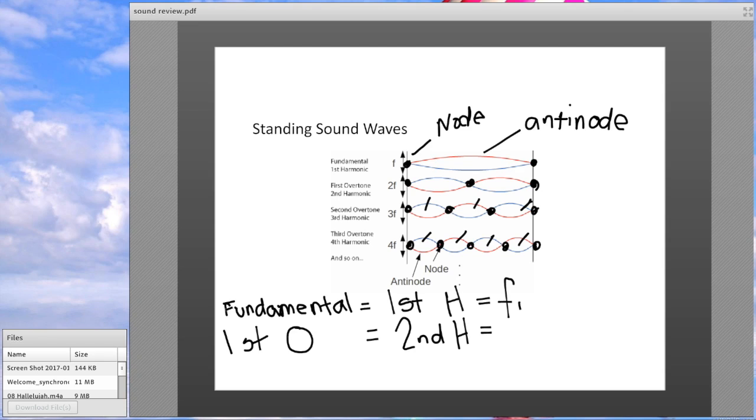I like to talk in harmonics because they go 1, 2, 3, 4, and the first overtone actually starts at the second one. So it's easier for me if I'm thinking, what's the second harmonic? I know that's F2, so if I want to do math, I would do 2F. Our second overtone is actually our third harmonic, or F3.